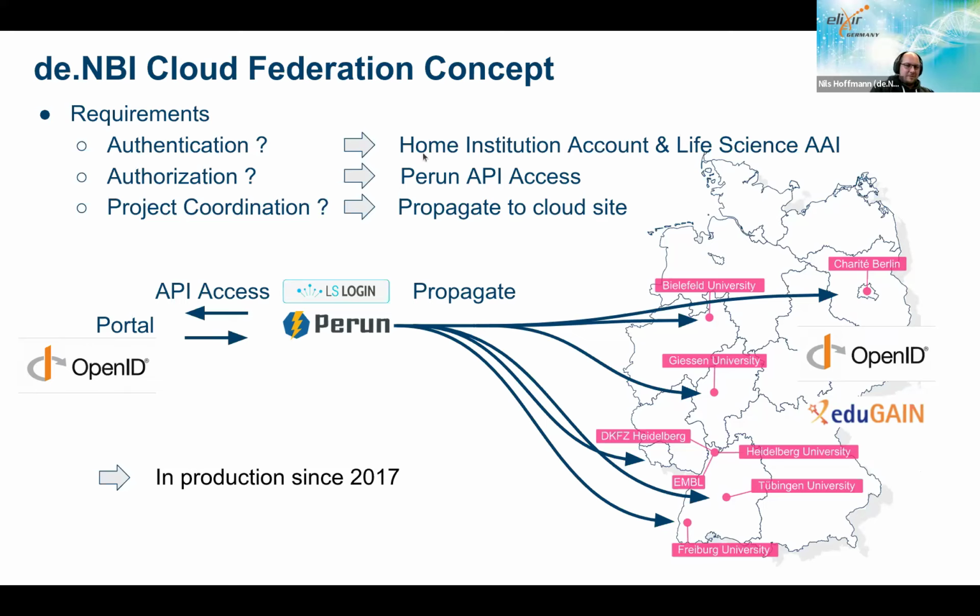So in the first part, we have the combination of home institution account and Life Science AAI that we use for this authentication part. Authorization is done via Perun group management features. And finally, the project coordination is done via the propagation to the cloud side. That's also used, where we also use Perun.